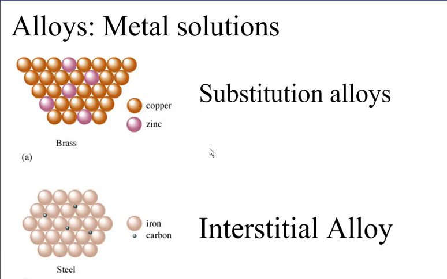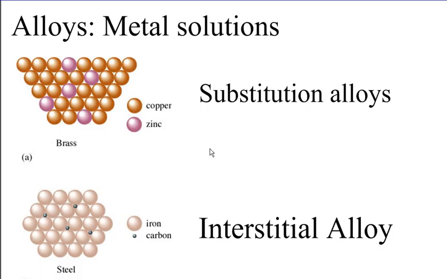Another substitution alloy would be sterling silver. Sterling silver is 93% silver and 7% copper. Or pewter, which is 85% tin, 7% copper, 6% bismuth, 2% antimony, and so on and so forth. You don't have to memorize those different ones. You just need to know that a substitution alloy is when one element substitutes in for another in an alloy.